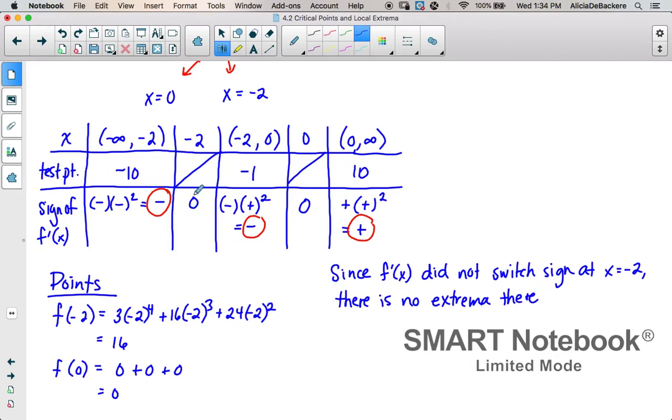So again, we have a flat point at -2 because the value of the derivative is 0, but the slope coming in was negative, and the slope coming out is also negative. And so I'm going to see that kind of safe slide at that point. So there's no extrema there. It's not a maximum or minimum.